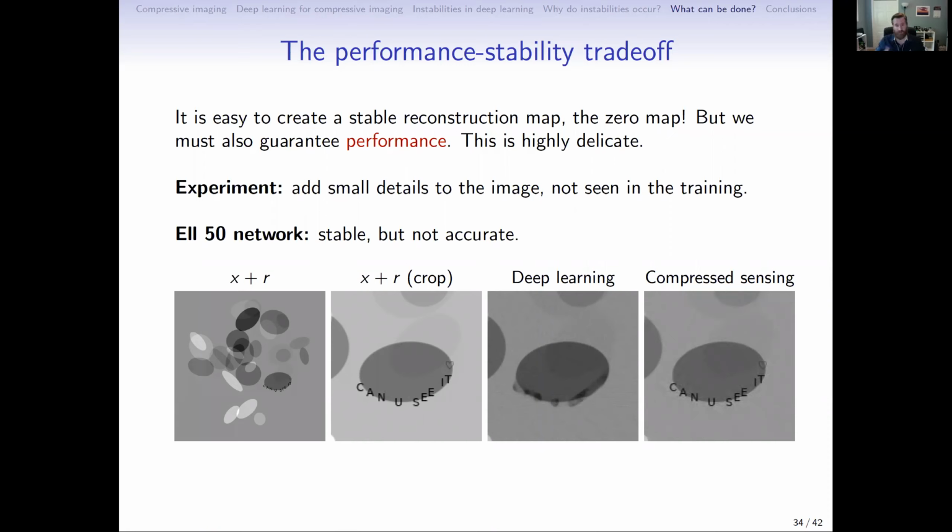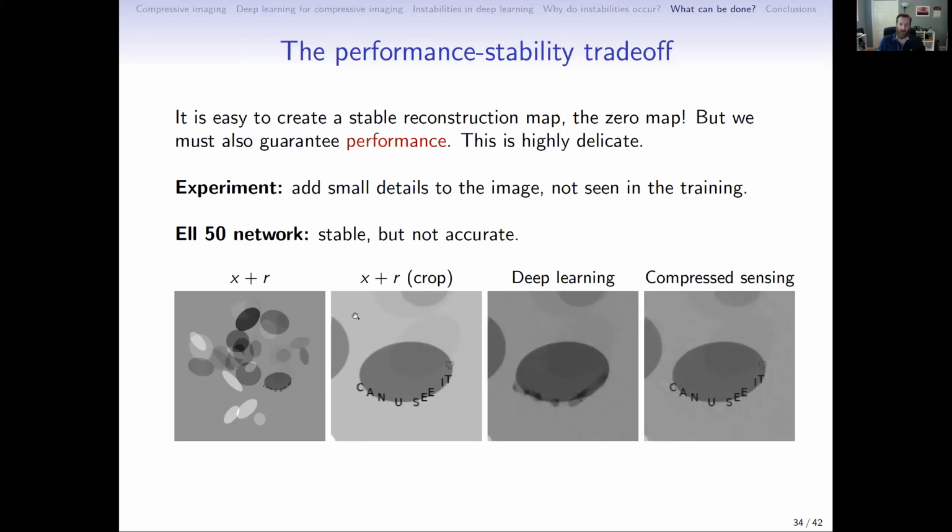To see this, we did a further series of experiments to try and understand this kind of trade-off in the network. Let me show a few of these experiments. This is the L50 network. Here's a typical image that's close to the training set. What we've done is add a small detail to this image. You can see this is, of course, not something that's seen in the training set, but you can imagine maybe this is a feature that might come up in some later use of this network.